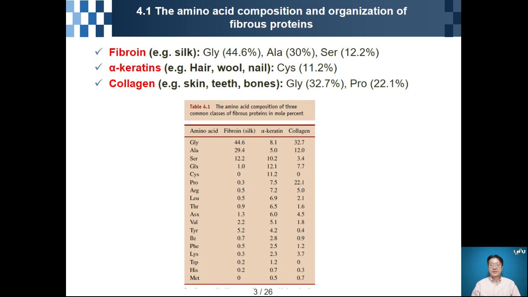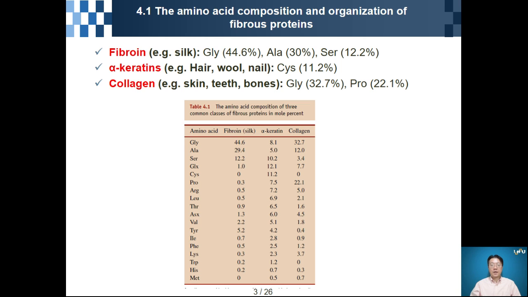In this slide, I will explain the first subject, amino acid composition and organization of the fibrous protein. What are the very common classes of fibrous protein? That one starts from fibroin. Fibroin is exemplified by silk. And how about alpha keratin? Alpha keratin is the main component of hair, wool, and nail. How about collagen? We can easily see collagen under the skin, and also in teeth and bones.